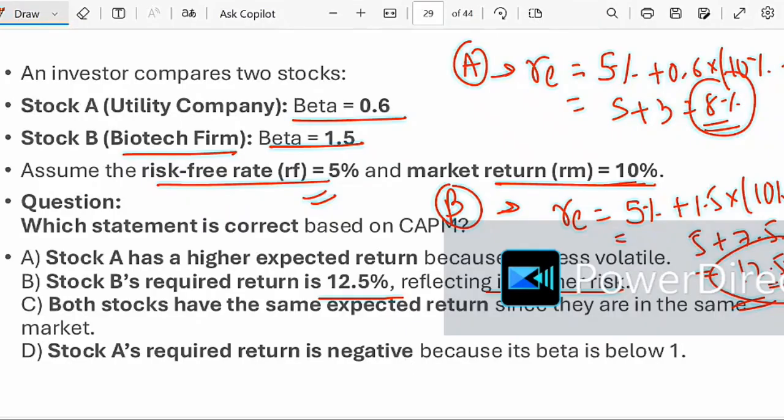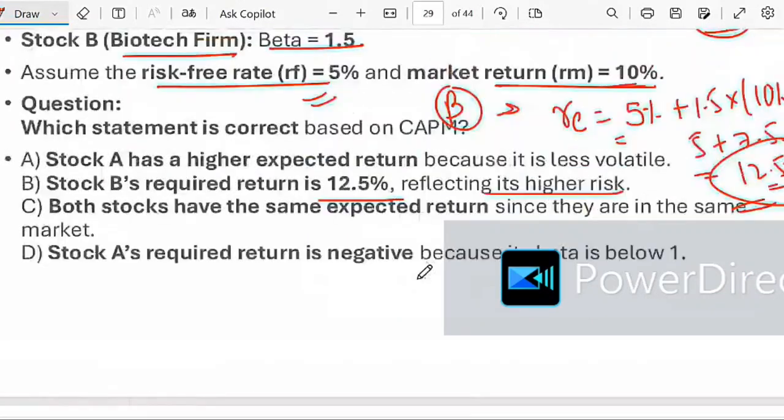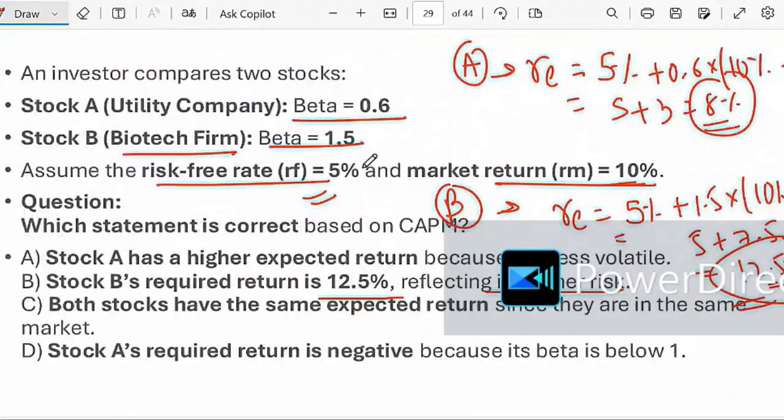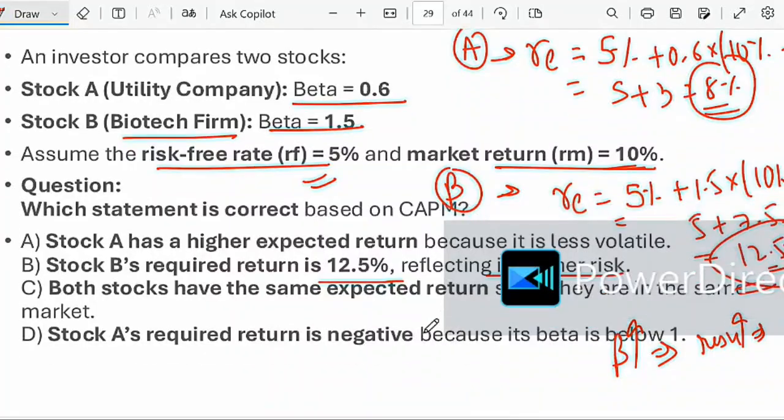So what we learn from this question is that if beta is higher, you can see for stock B beta is higher, right? So what is the learning from this question? That if beta is higher, it means risk is higher. It means return will also be higher. Like in the case of stock B, beta is higher, risk is higher, return will also be higher, right? Please tell me, is it clear now? How to go about calculating the CAPM? Very good.